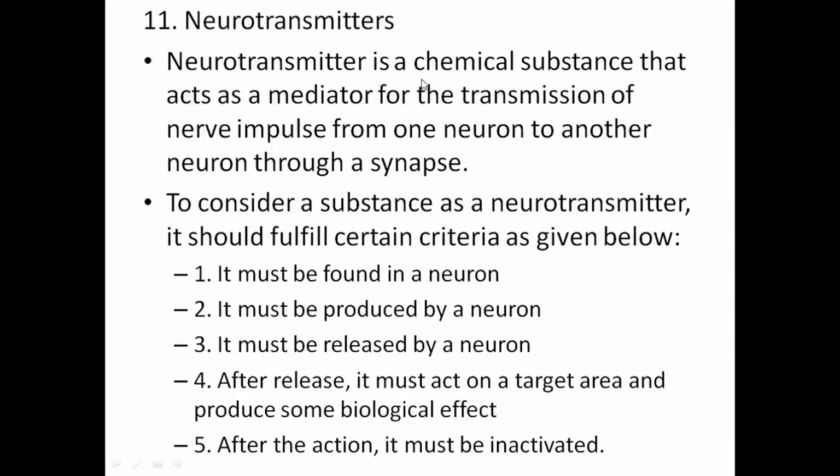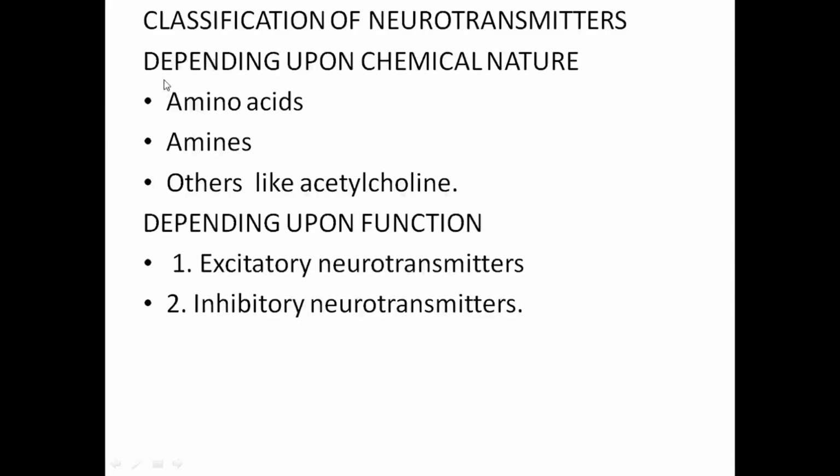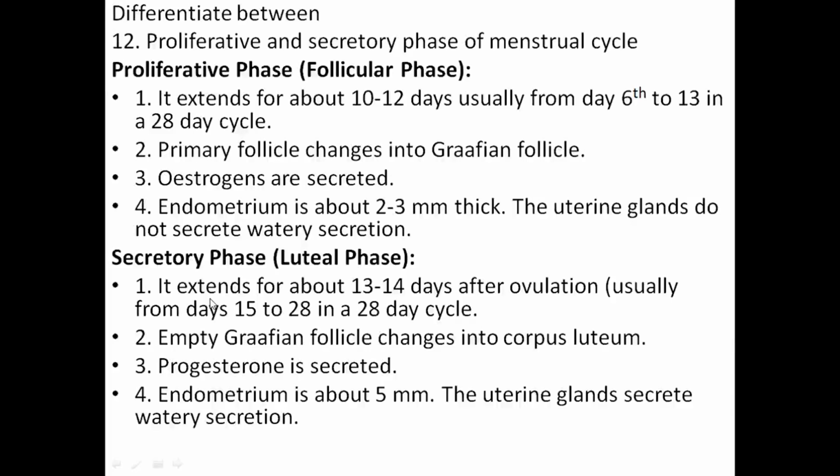Neurotransmitters. A neurotransmitter is a chemical substance that acts as a mediator for transmission of a nerve impulse from one neuron to another neuron through a synapse. To consider a substance as a neurotransmitter, it should fulfill the following criteria. It may be found in a neuron, produced by a neuron, released by a neuron. After release, it acts on the target area and produces some biological effect. After the action, it must be inactivated. Classification of neurotransmitters depending upon chemical nature: amino acids, amines and others like acetylcholine. Depending upon functions, there are excitatory neurotransmitters and inhibitory neurotransmitters.